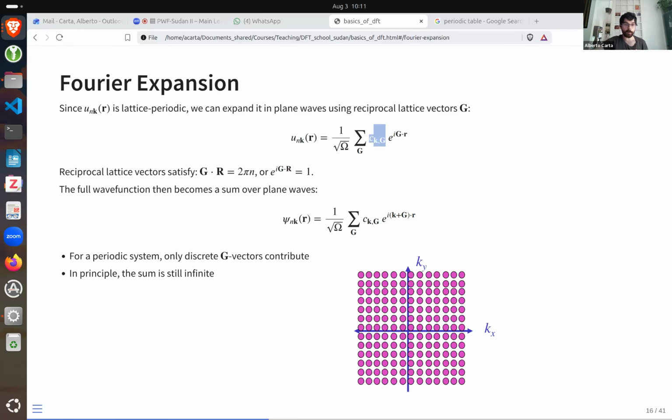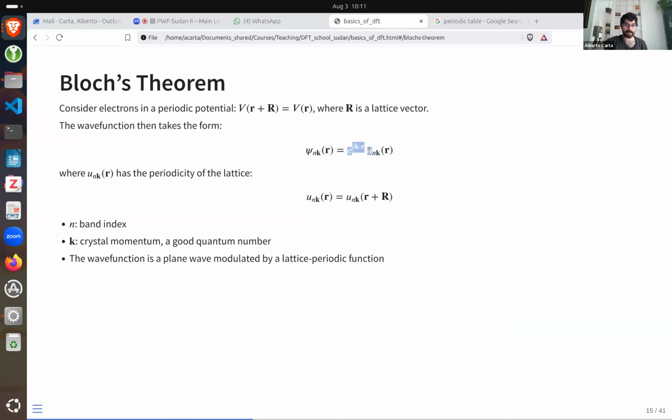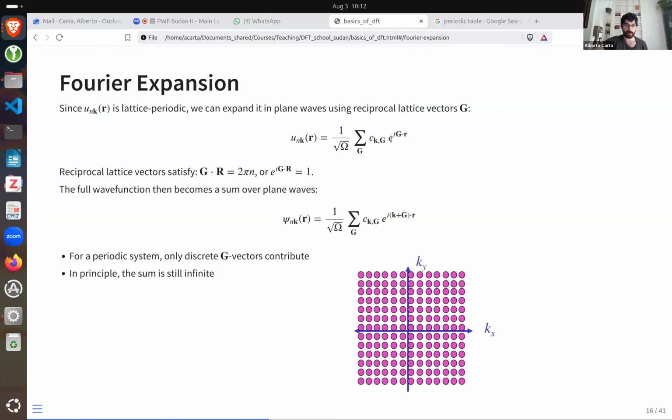Remember, before we had a free electron wave function, so we had this e to the ikr. Now we have this other modulating function that is also periodic, and this is also described by something that looks like a complex exponential. So we have two complex exponentials that we can now sum together. The full wave function in a system is described as a complex exponential with two quantum numbers: the quantum number that stems from the bands and the quantum number that stems from the propagation vector.